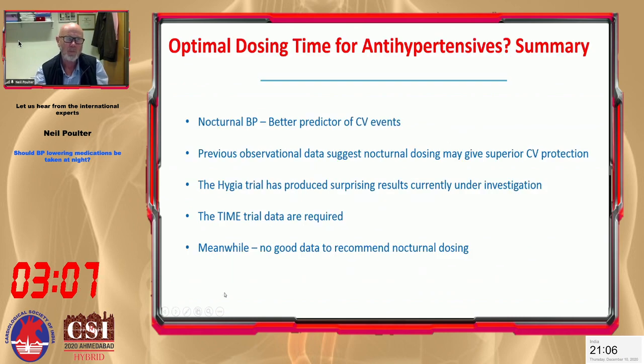So in summary, we know that nocturnal blood pressure is a better predictor of cardiovascular events than daytime pressure or 24-hour blood pressures or clinic pressures. Some observational data have suggested that giving the tablets at night may be superior in terms of cardiovascular protection, but then along came the HYGEA trial, which gave really surprising results, and these are being investigated.